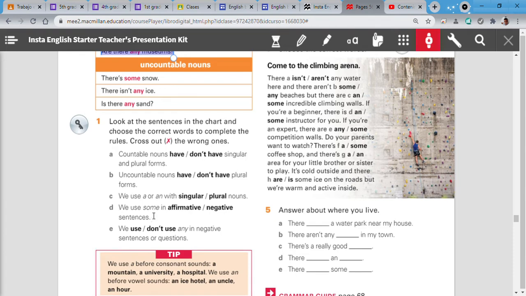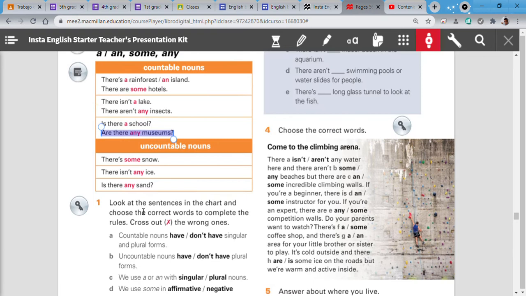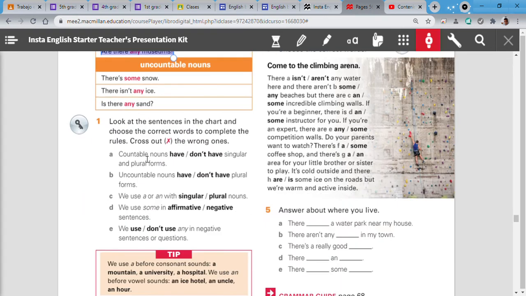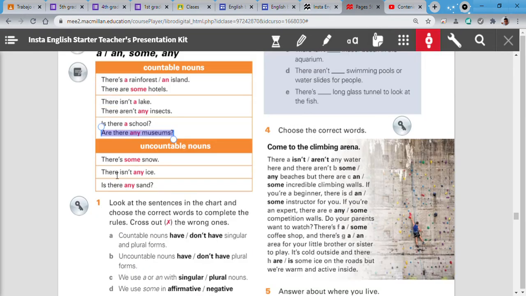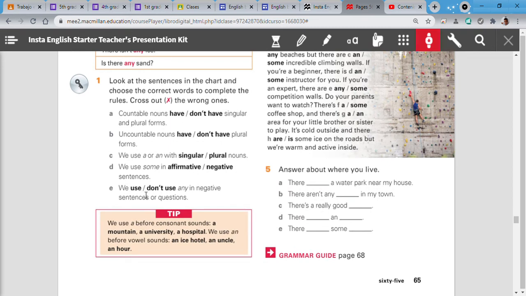We use some in affirmative or negative sentences? Some. We use some with affirmative sentences. Letter E. We don't use any in negative sentences or questions? Any, okay. We use any in negative sentences or questions.